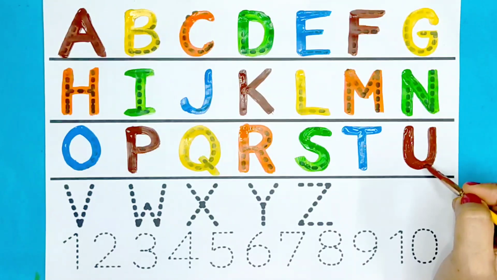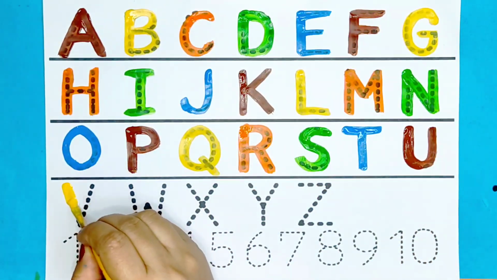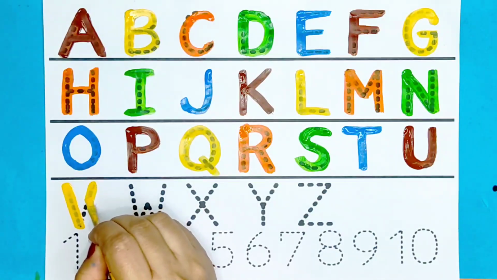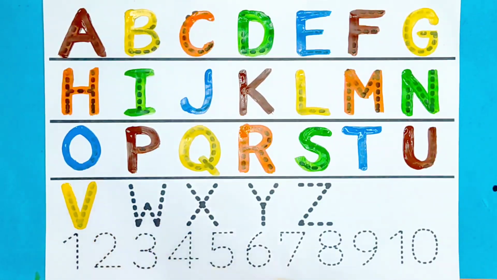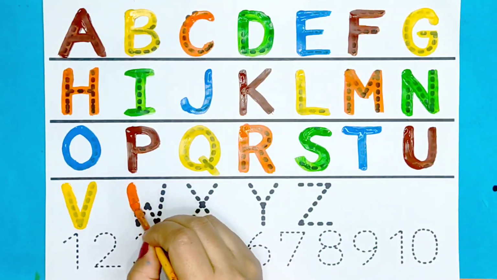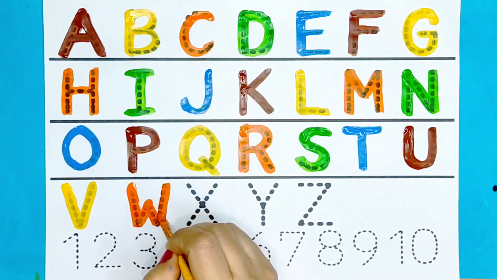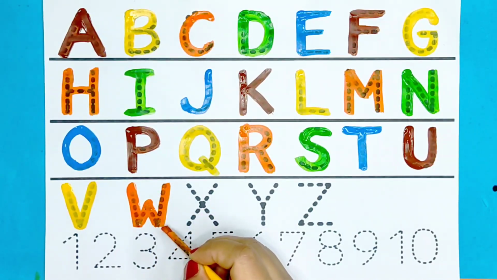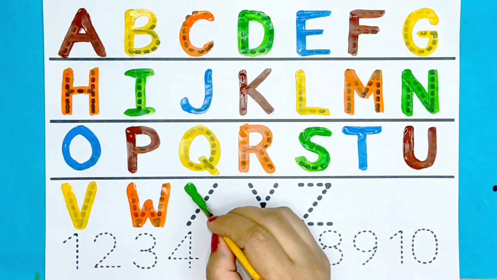U for umbrella, yellow color. V for fan, orange color. W for watch, light green color.